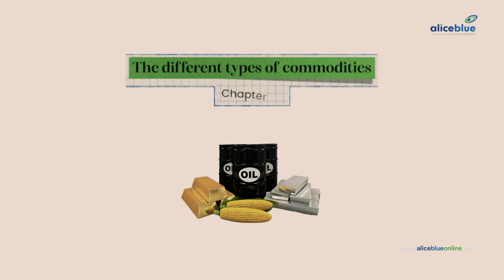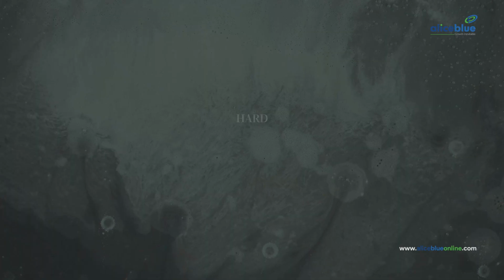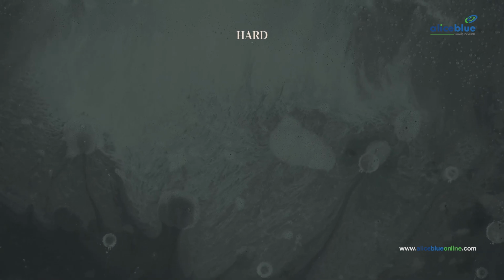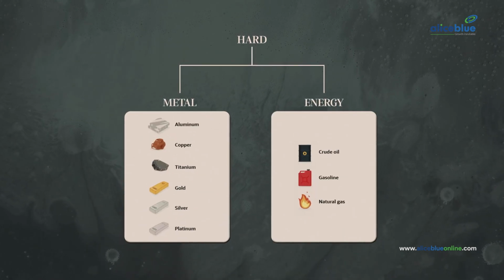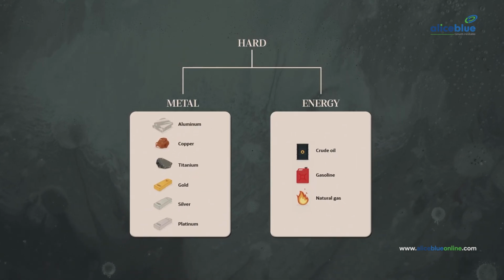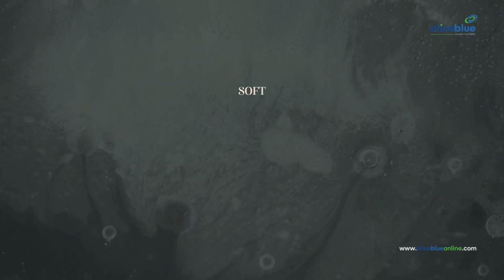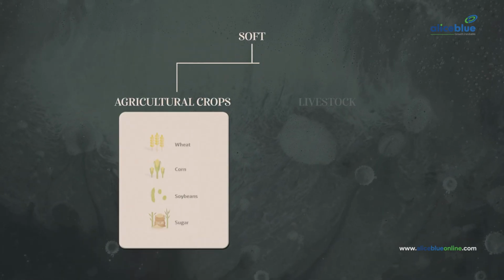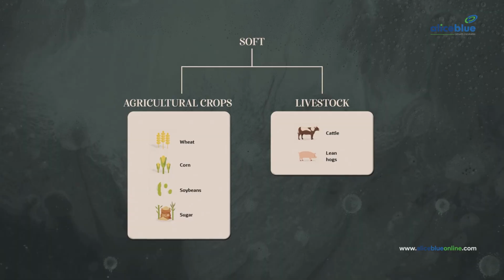Moving on to the types of commodities available for trading, we primarily have two categories. Hard commodities, which are natural resources that are mined or extracted, such as gold, silver, oil, and natural gas. Then we have soft commodities, which include agricultural products or livestock, like corn, wheat, coffee, and cattle.